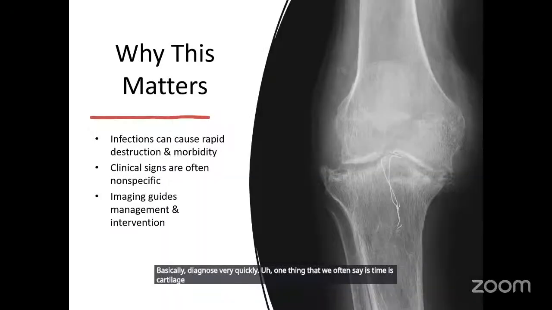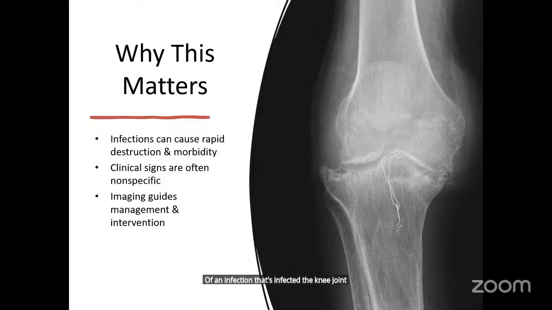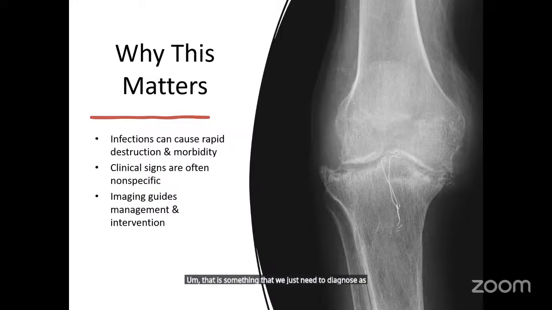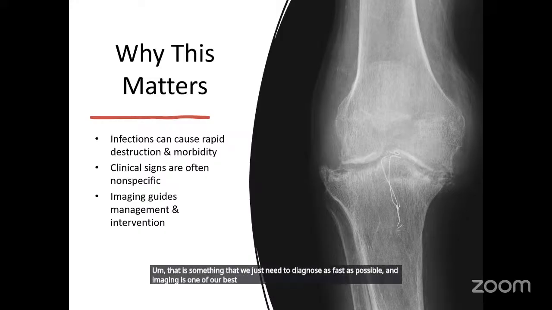Especially when it's involving joints. And the picture I have here is just an example of an infection that's infected the knee joint, and it attacks cartilage so quickly and bone so quickly that it is something we just need to diagnose as fast as possible. And imaging is one of our best ways to do that, along with clinical findings and laboratory findings.